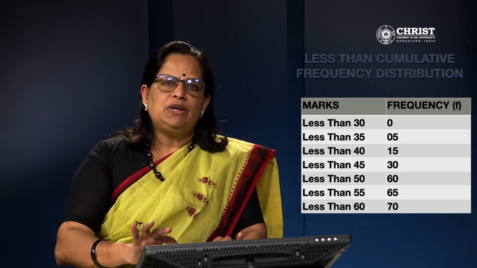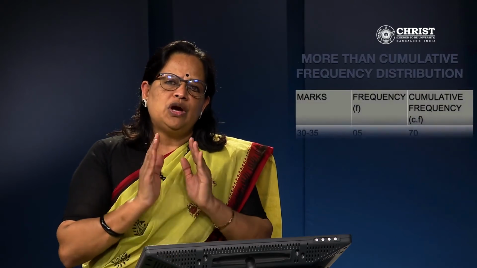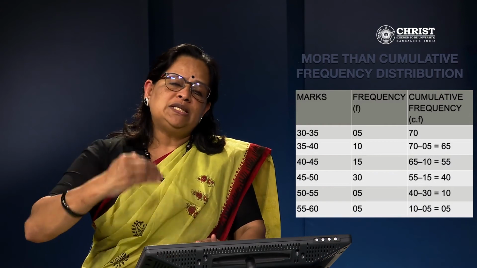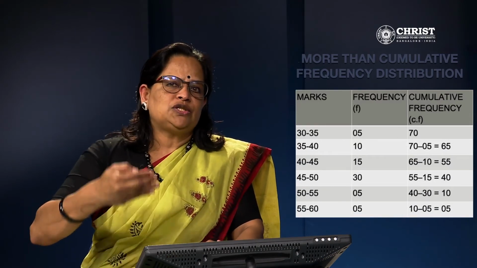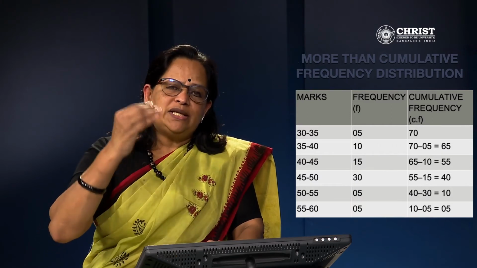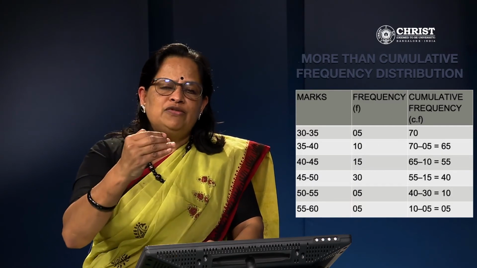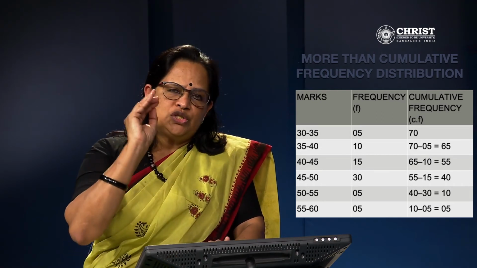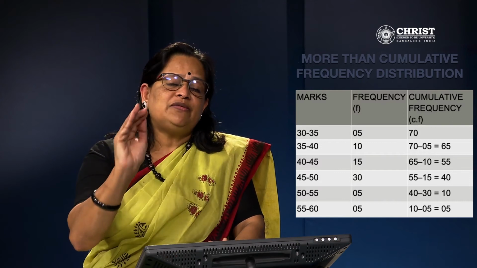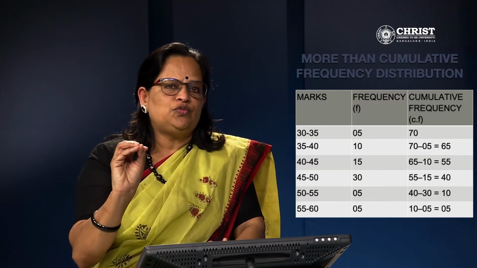Now the upward cumulative frequency distribution, the more than cumulative frequency distribution. How are we going to show that? This will start with the total of the frequency values. Then you keep subtracting the values of each frequency. So that is 30 to 35, 5 is the frequency. Total cumulative frequency will be 70, because students who got more than 30, 70 students are there. So that will be the first frequency.